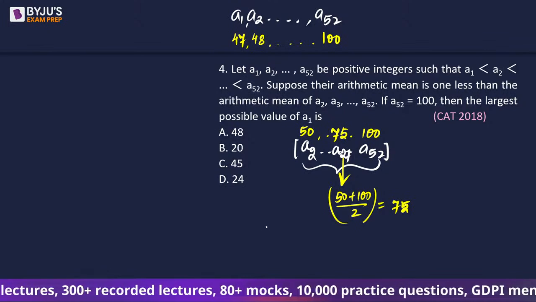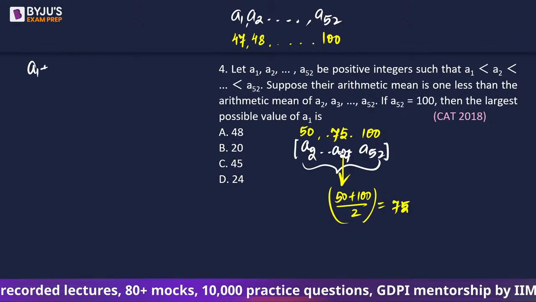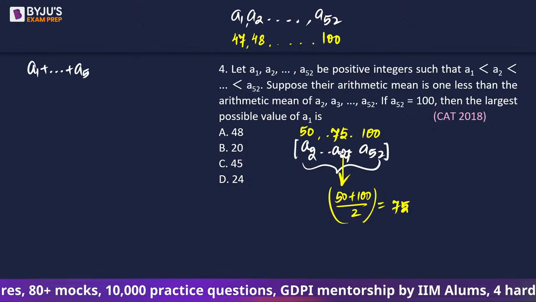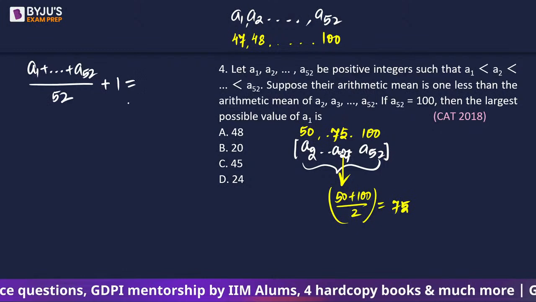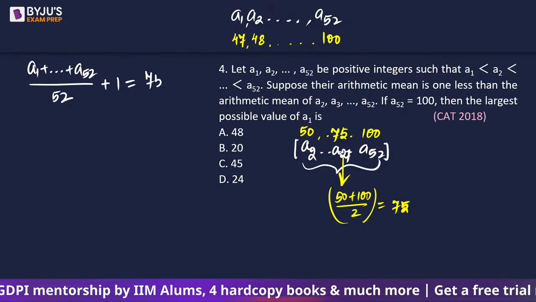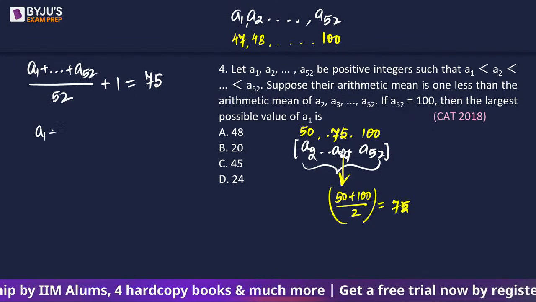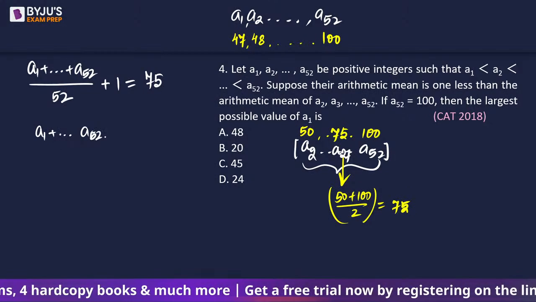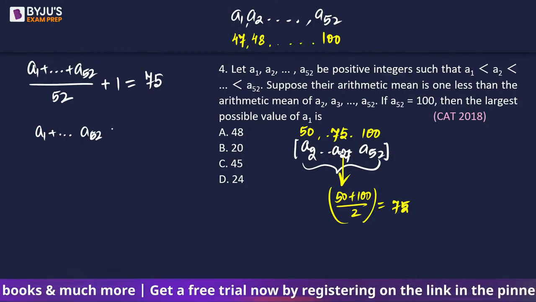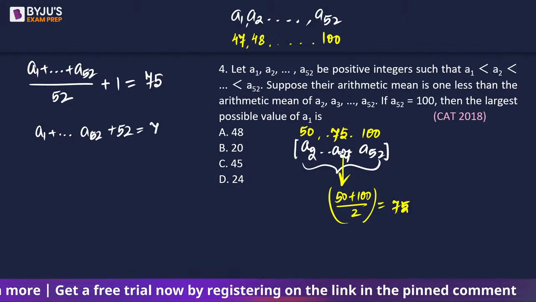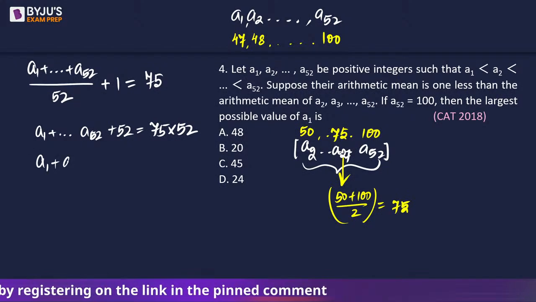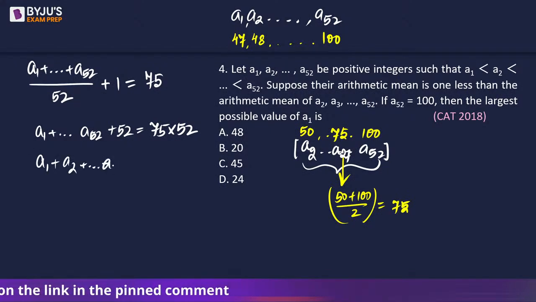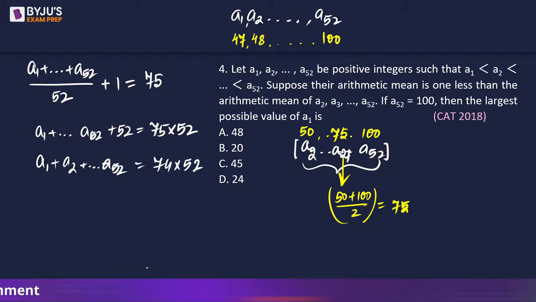Now, if I take the average of numbers from A1 to A52, and it is given that this is 1 less than the average of the remaining, which is 75. So from here can we say A1 to A52 sum plus 52 is 75 into 52, or A1 plus A2 and so on up to A52 is equal to 74 into 52.